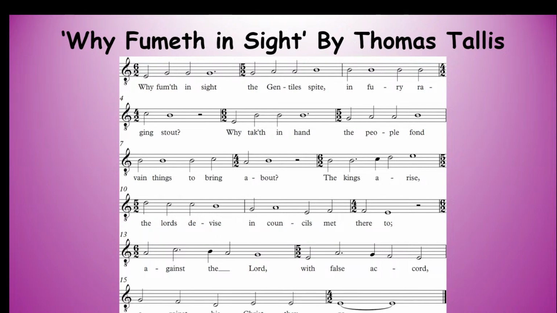Let's just try that one bit one more time and then we'll let it play through to the end. Okay, so that's the note you're starting on.